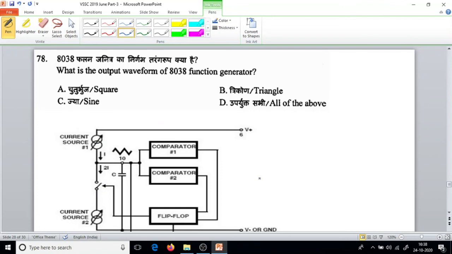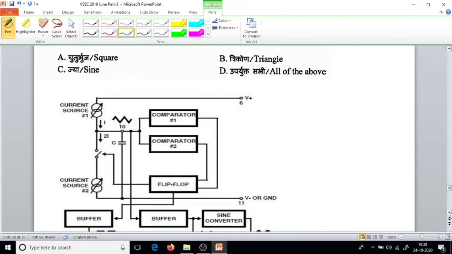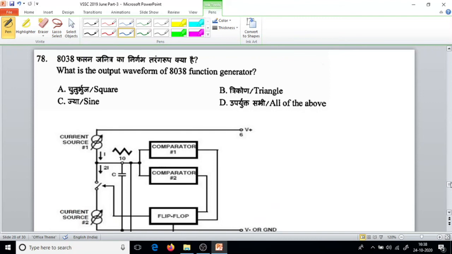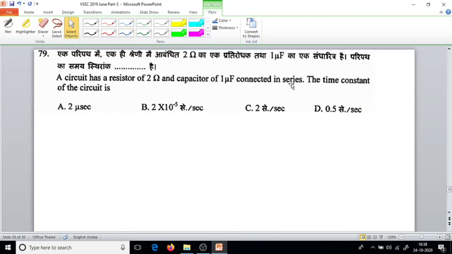So this is the block diagram of the A038 IC, integrated circuit. If you see here, it gives out a sine wave, a triangular wave, and a square wave. So the answer is all of the above. As per the 8038 block diagram, it gives triangle, square, sine. It is just like our function generator.